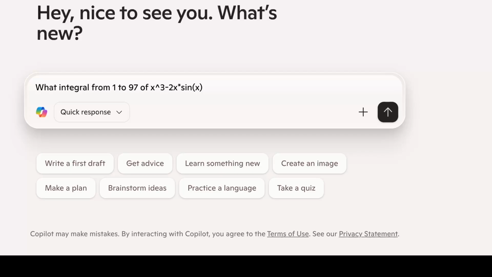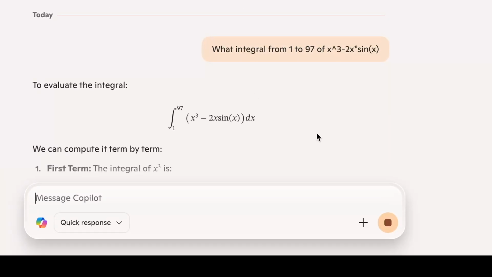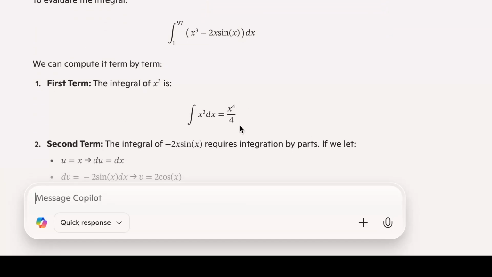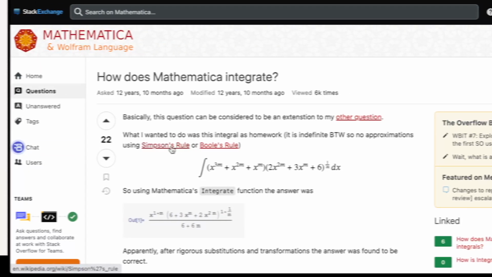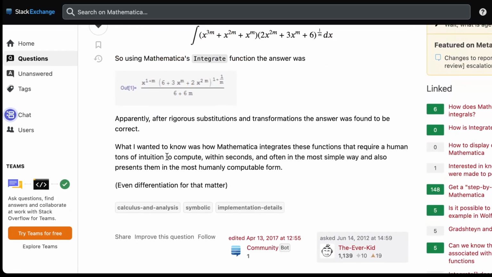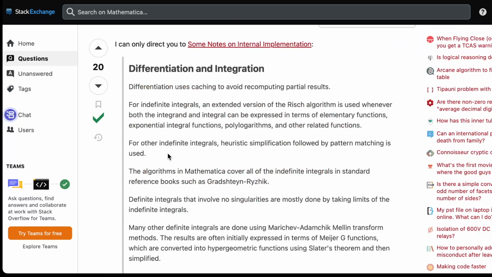For example, we could say, what is the integral from 1 to 97 of x cubed minus 2x times sine of x? We see that the integral is written correctly, and as we start to read, it computes the first term and then the second term. If we investigate further into the methods being used by these systems, we find that they're often far more involved and intricate than any of the methods you would see in a classical calculus course.